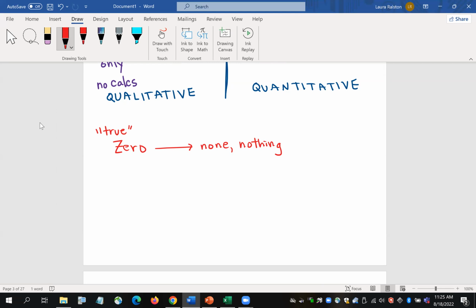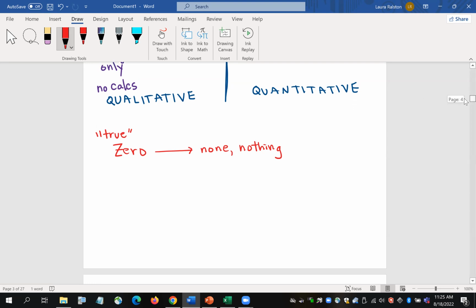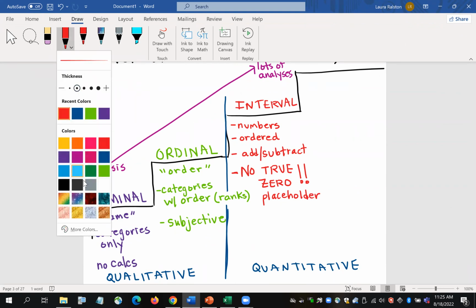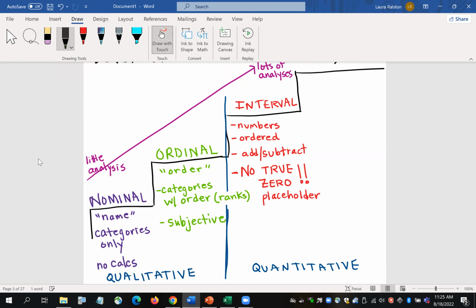Well, at the interval level, we're saying there's not one. That zero at the interval level does not imply none or nothing. At the interval level, that zero is simply a placeholder. It kind of tells us where we're going to begin counting. And I'm actually going to write the examples down here because, again, this is one where students kind of struggle.